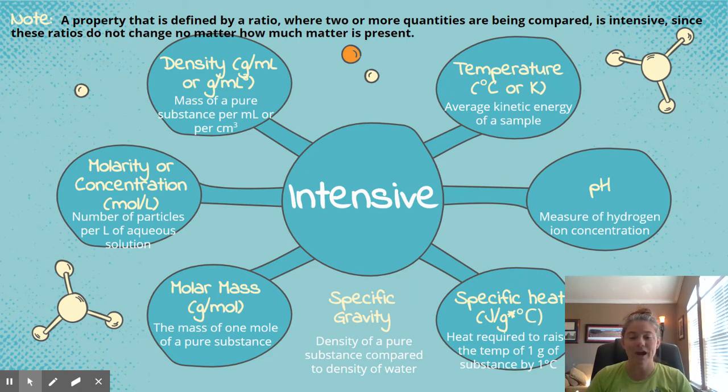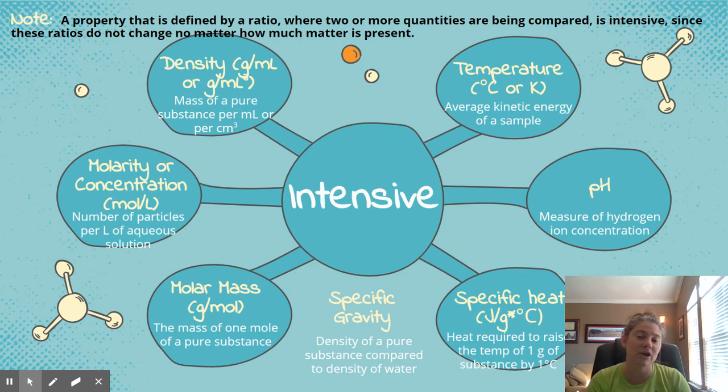Specific heat is the heat required to raise the temperature of 1 gram of a substance by 1 degree Celsius. So how much energy is required to heat 1 gram of, let's say, copper by 1 degree Celsius. The units for that would be joules per gram times degrees C. pH is the measure of hydrogen ion concentration. Temperature, in degrees Celsius or Kelvin, is the average kinetic energy of a sample.